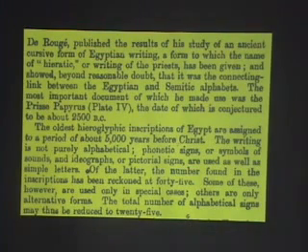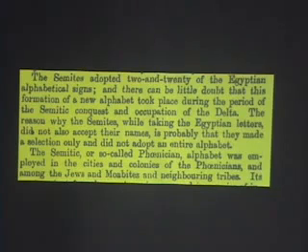The most important document of which he made use was the Prisse Papyrus, plate 4. I have that plate in the Helps. The date of which is conjectured to be about 2500 BCE. Let me go to this. Let me see right here. Okay. The Semites adopted 22 of the Egyptian alphabetical signs, and there can be little doubt that this formation of a new alphabet took place during the period of the Semitic conquest and occupation of the Delta, the Hyksos. That's what it's saying. They knew that in 1859.